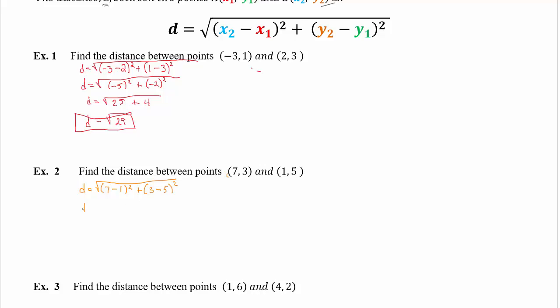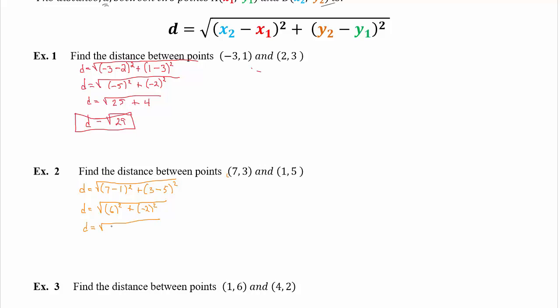And then we keep going. D equals the square root of (7 minus 1 is 6). I always like to put parentheses around whenever I do my operations on the inside. Plus (3 minus 5 is -2) squared. Now let's do our powers.